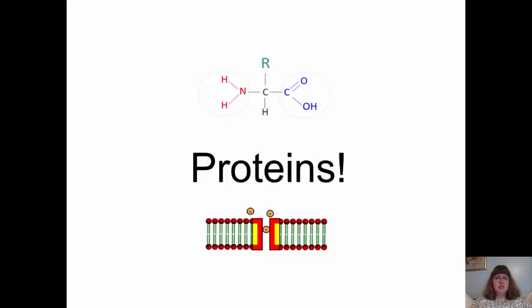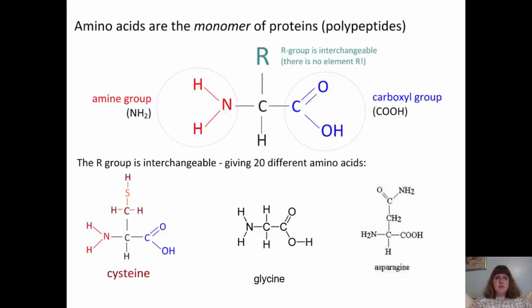Today we're going to talk about proteins, which is section 2.4 of your 2016 IB edition book. All right, so proteins are polypeptides. They are polymers. So the monomer of a protein is called an amino acid group.